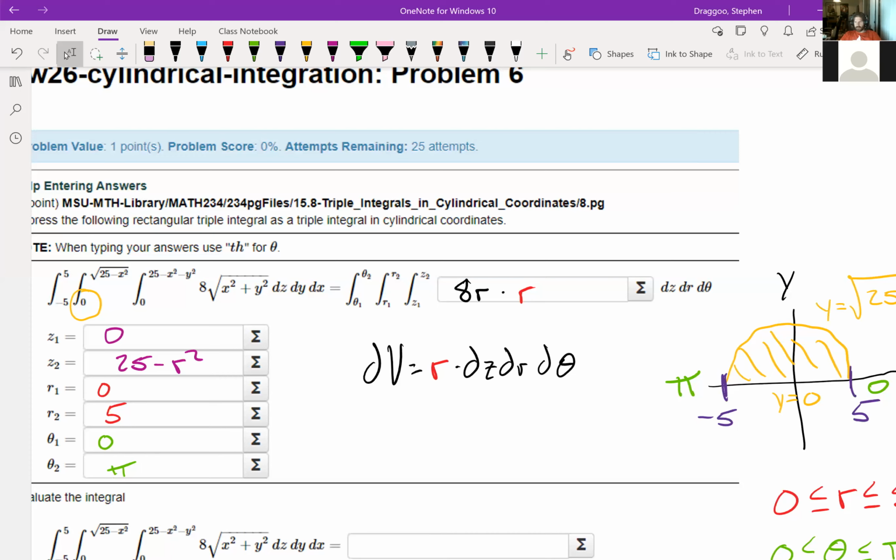If I left it as the default 0 to 2 pi, that would take the whole circle, which would get both the top and the bottom half, and I didn't want that. I only wanted the top half. Top half is the angles from 0 to pi. Bottom half of the circle would be the angles from pi to 2 pi.